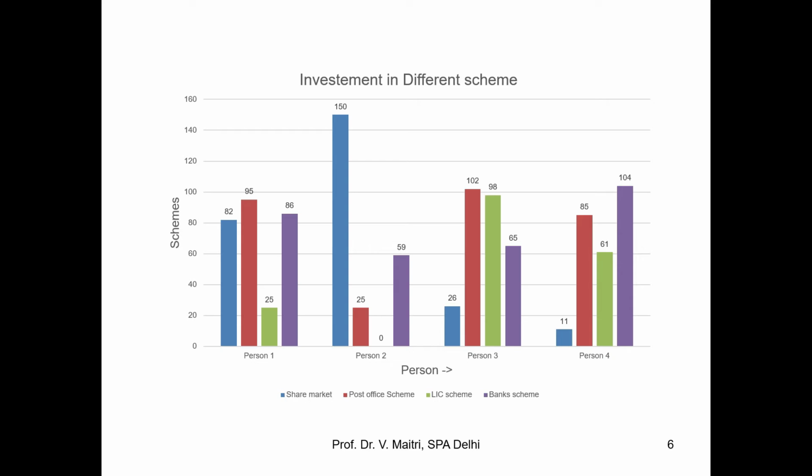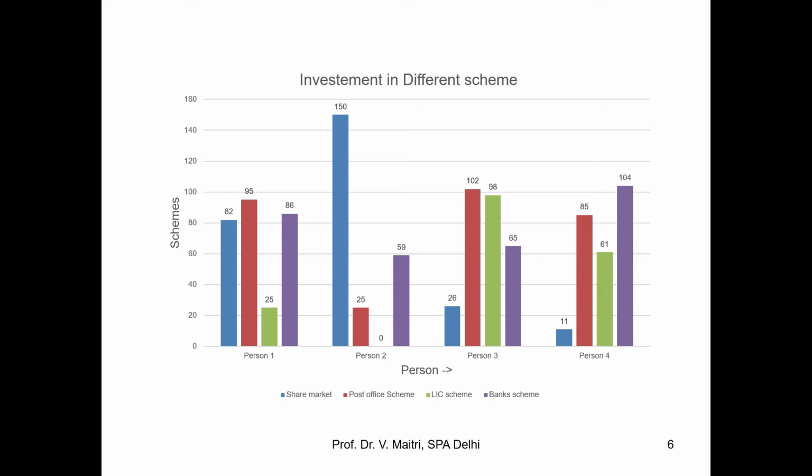But person number 2 is very clear that yes, he has invested most of his money into the share market. Either he is an expert in share market business, or he has very good knowledge of the share market, or maybe he has very good confidence. So that's how you can see it by bar diagram.